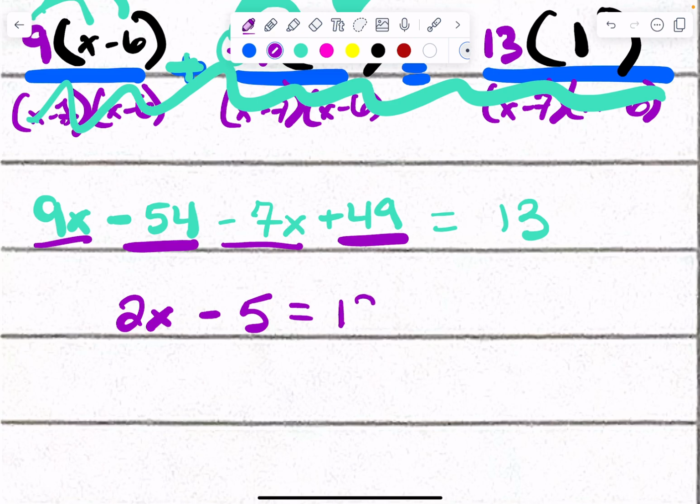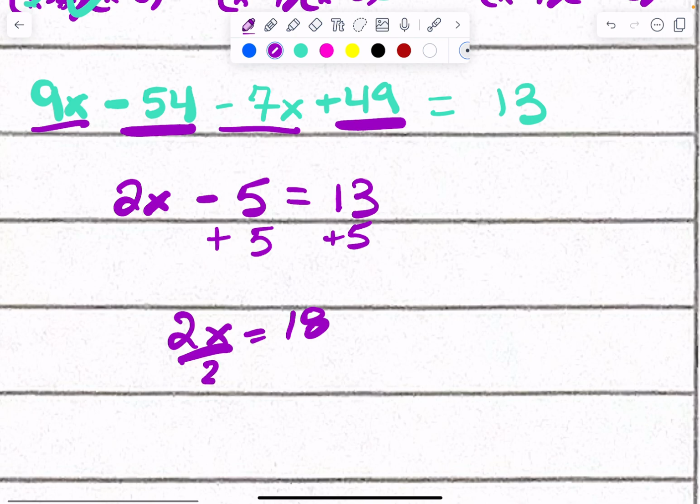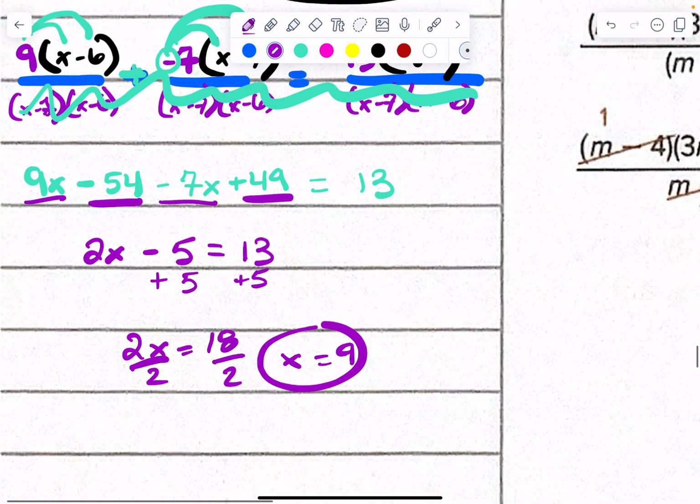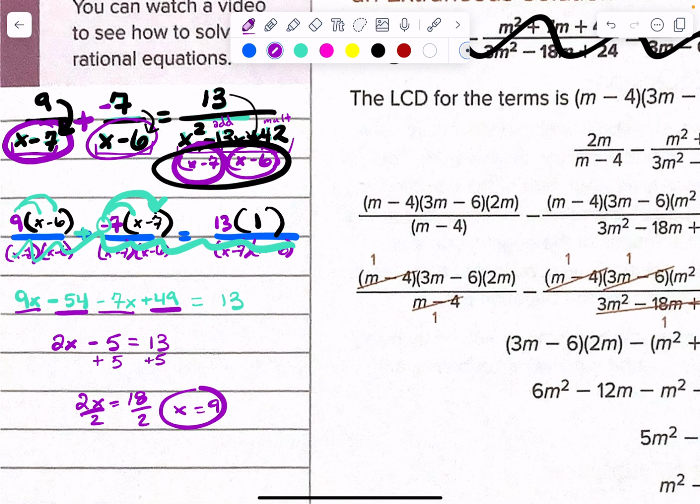And then all I have to do is just do the basic algebra. So add the 5 over, and I get 2x equals 18, and divide by 2, and x is 9. And if that was too fast, you can pause or go back through that again. Okay, it starts off looking like a really super ugly problem, but as soon as you get that denominator crossed off, it's very, very easy from there, okay?